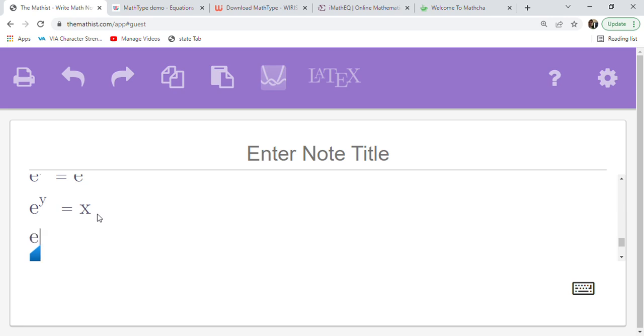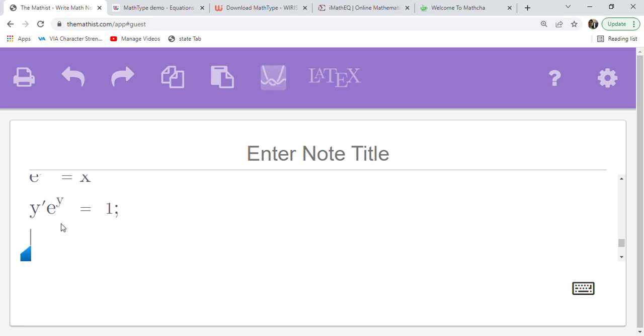Now we take the derivative of both sides. Here's what's important to remember: the derivative of e to the y is not just e to the y, because y is a function. We have to use the chain rule, and multiply by the derivative of what's inside, which is y. So we take y prime times e to the y equals 1, because the derivative of x is 1.